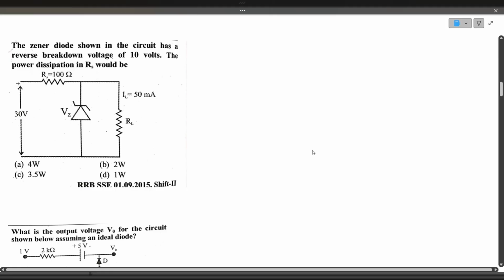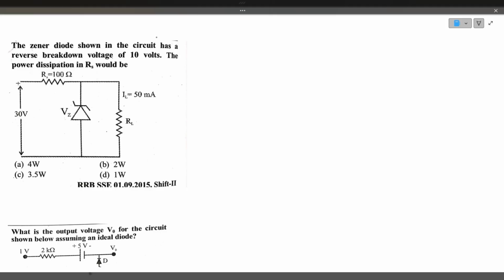Now, the next question: the Zener diode in the circuit has a reverse breakdown voltage of 10 volts. The power dissipation in RS, that is the series resistance, would be? Let's find out. This is a Zener circuit, a Zener diode and a load resistance RL. Input voltage is 30 volts. Series resistance is 100 ohms. The load current IL is given as 50 milliamps.